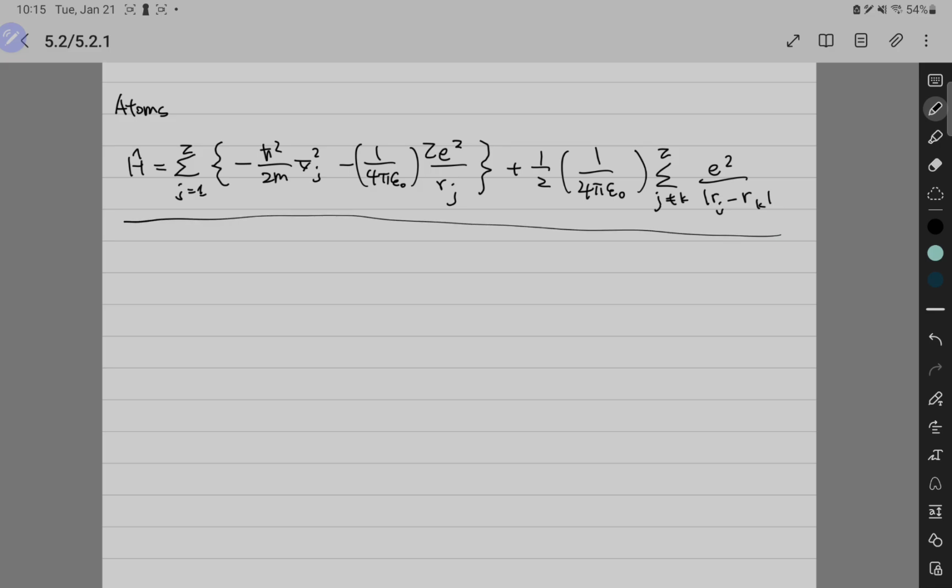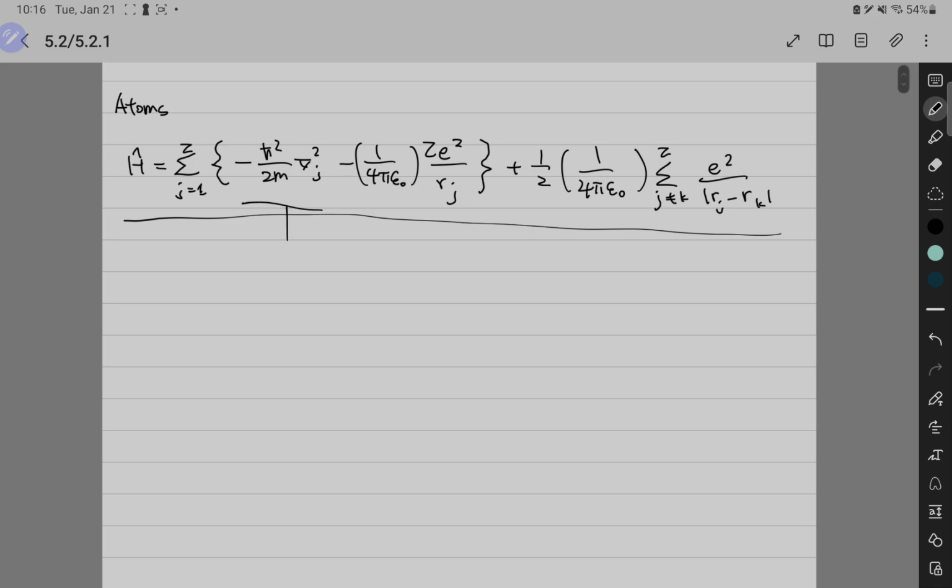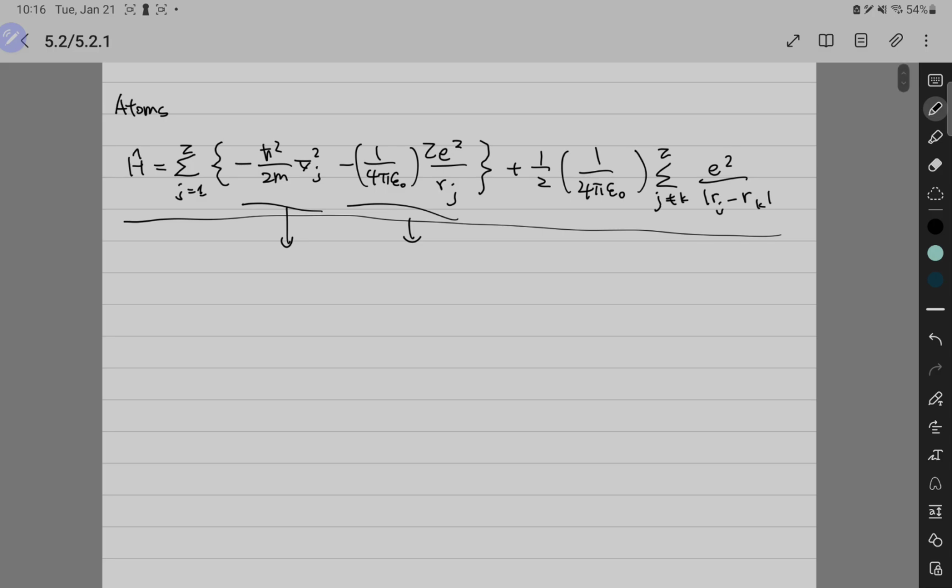So remember what the Hamiltonian represents. The Hamiltonian represents the total energy of the system. And when you talk about the total energy of the system, in the case of an atom, you have to consider the kinetic energy of each individual electron, which is what this part is responsible for. If you did any quantum mechanics course, you should recognize this, right? And then the second part is responsible for the potential energy of each individual electron. So kinetic energy, potential energy.